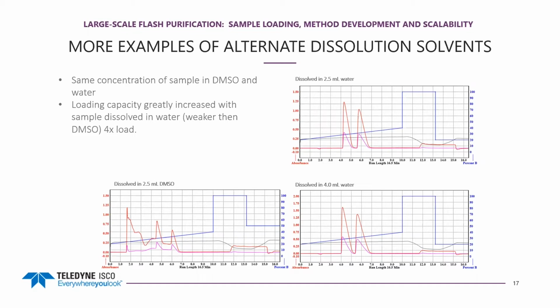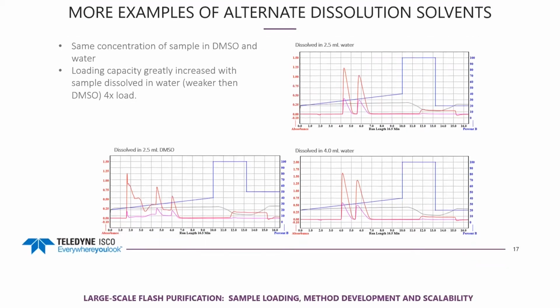We still have baseline resolution, and we can actually maximize this and load up to 4 milliliters of our sample dissolved in water in the lower right chromatogram there, and still have baseline resolution. So we've been able to maximize our loading by changing from DMSO to water, and have 4 times the amount of sample loading per run with this change in solvent.